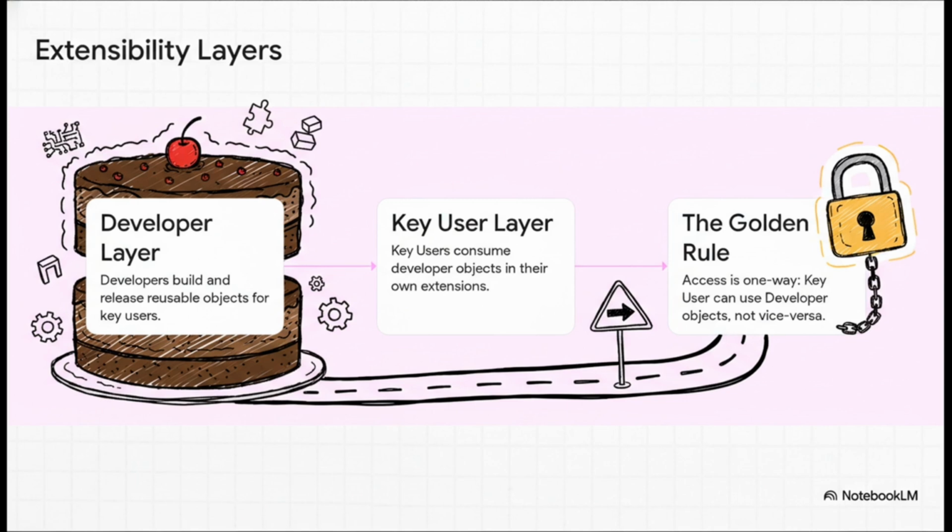The second layer is the customization. That's done by the key user. They can now safely grab those developer-built objects and use them in their own simple extensions. And here's the golden rule that makes the whole cake stay upright. Key users can use developer objects, but developers cannot use key user objects. It's a one-way street, and that's what guarantees the foundation stays totally stable and predictable.